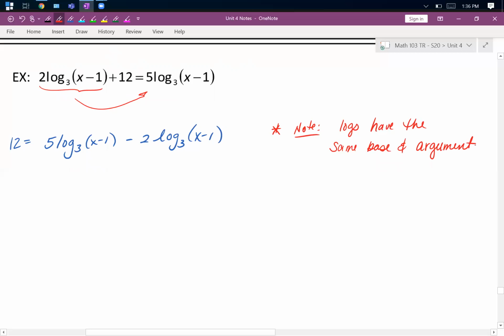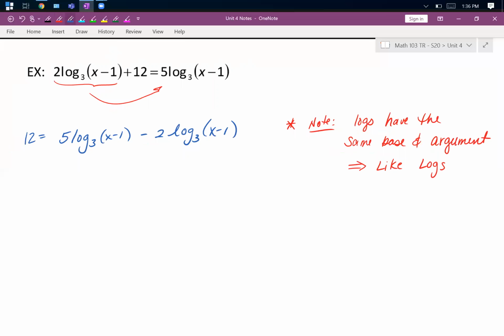So when a log has the exact same base and the exact same argument, that means we have like logs. Well, what can you do with things that are like? Combine them. So if I have 5 of these logs minus 2 of those logs, I end up with 3 of those logs. So this becomes 3 times log base 3 of (x minus 1).